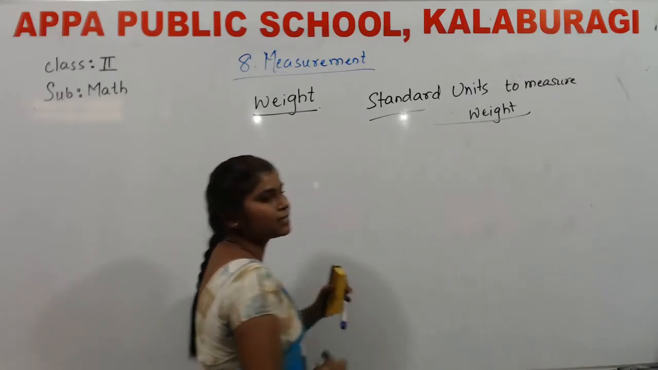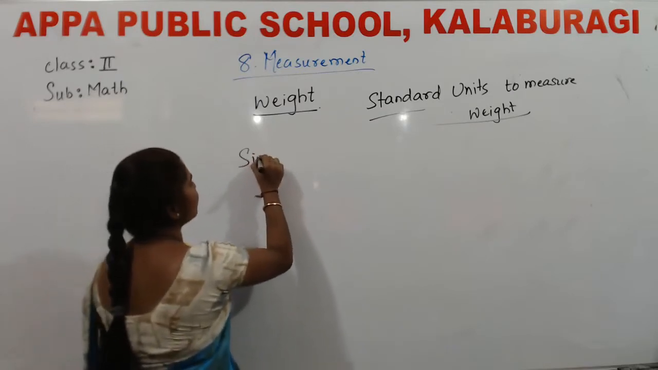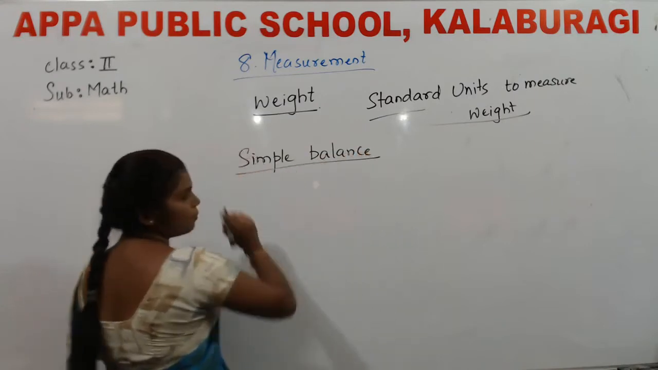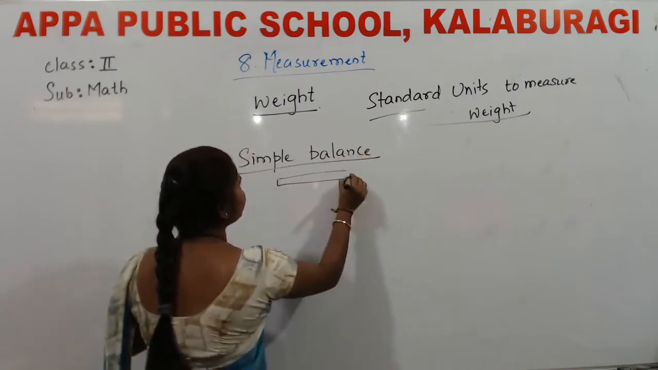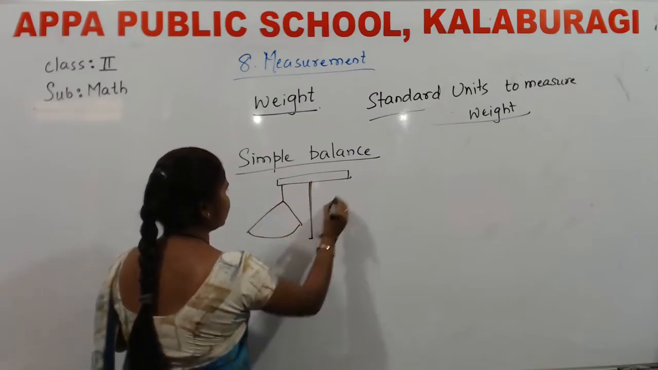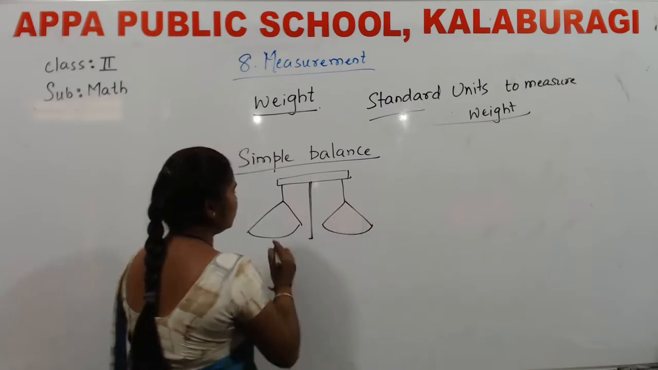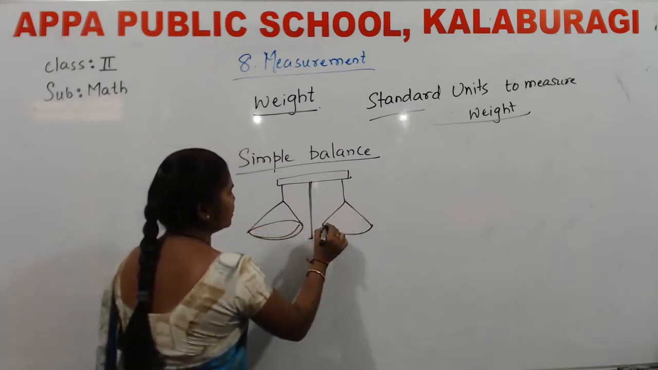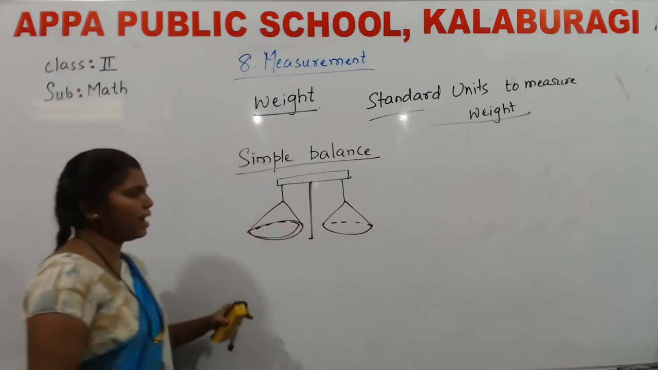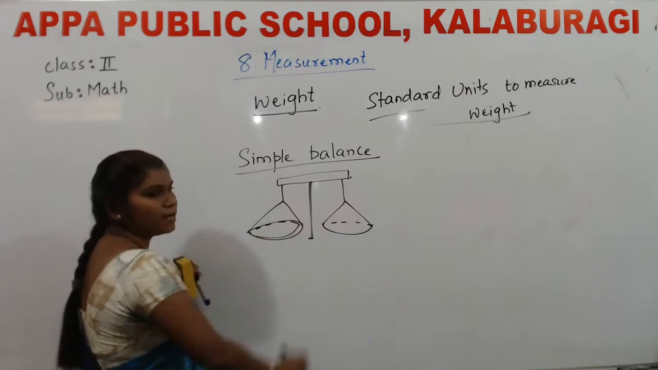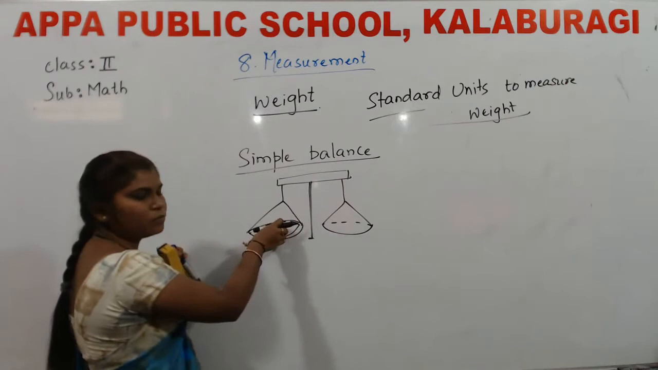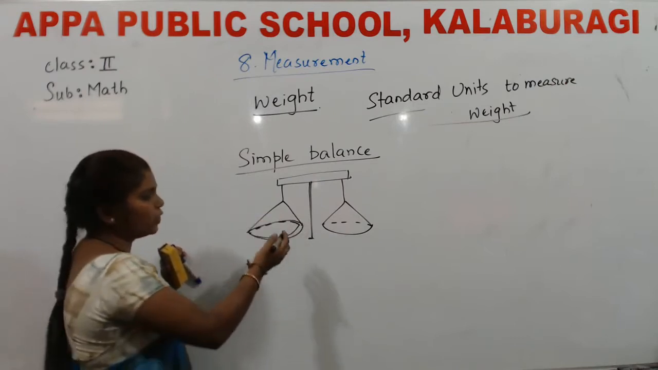So, I said something about simple balance. Yes, simple balance. I'll draw just a figure of a simple balance. So this is your simple balance. Here we are having 2 pans supported by a stand. On one pan you are going to keep your items or whatever commodity you have with you.